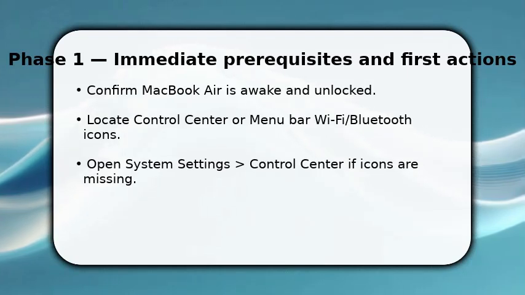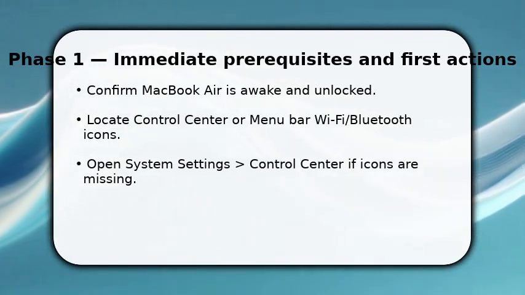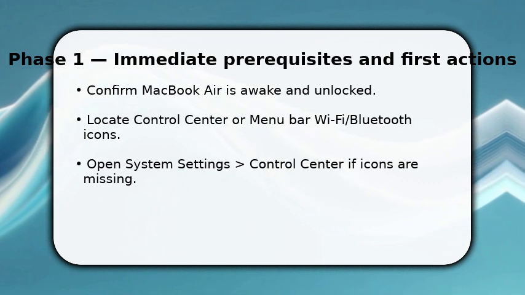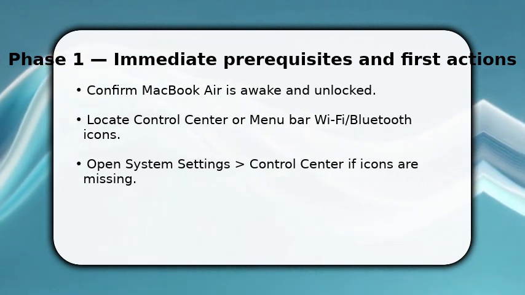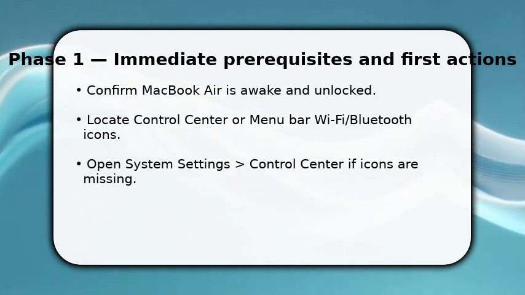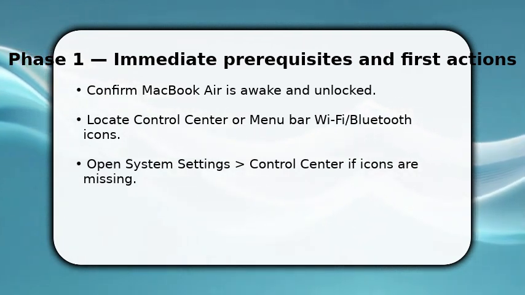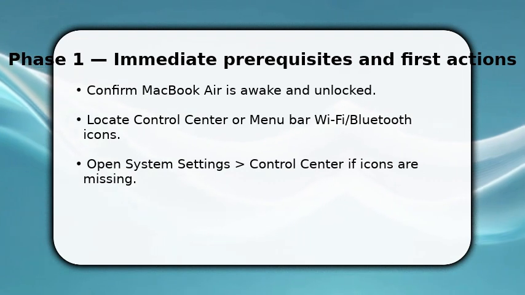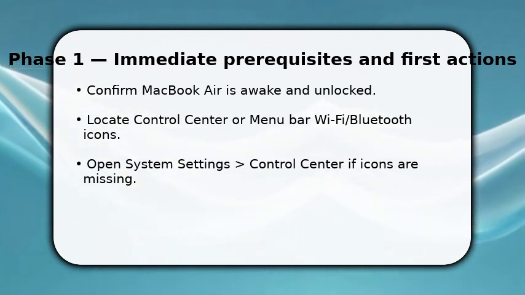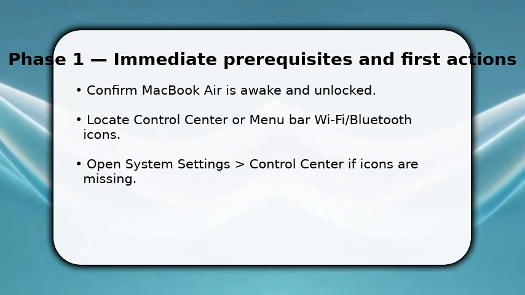You start by getting straight to the controls. You wake the MacBook Air, unlock it, and open Control Center in the menu bar. This is faster than digging through apps. Once done, identify the Wi-Fi and Bluetooth tiles. Those are the two switches that form the only real airplane mode equivalent on macOS. Make sure you can access system settings quickly. If either icon is hidden, you'll show it in Control Center preferences so you can toggle both switches without delay.